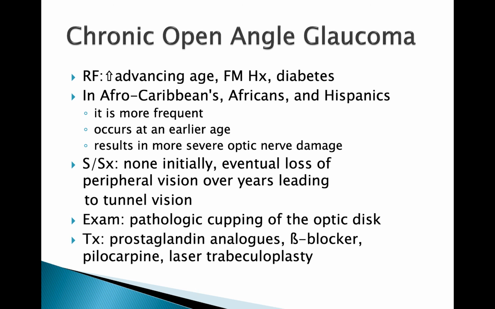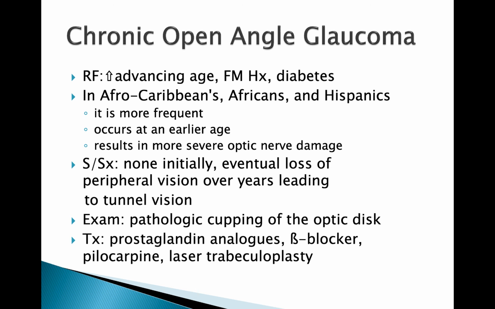Signs and symptoms include initially there's none, they don't even know that they have it. They'll eventually have loss of peripheral vision over the years, leading to tunnel vision. On physical exam, you also might see pathological cupping of the optic disc. And treatment for this is prostaglandins, beta blockers, pilocarpine, and laser trabeculoplasty.